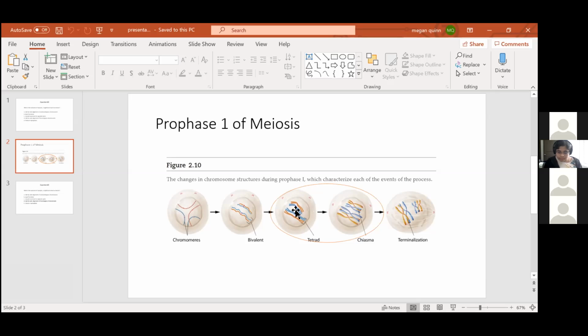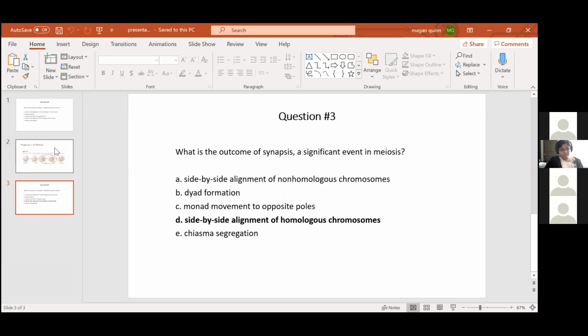What's happening here is that we see these homologous chromosomes coming together, and eventually they will, at some points, attach to each other, and as we know, continue on into crossing over. But the important thing that we need to see here is just that the homologous chromosomes are coming together and aligning side by side. So that's how I get the answer D, side by side alignment of homologous chromosomes.